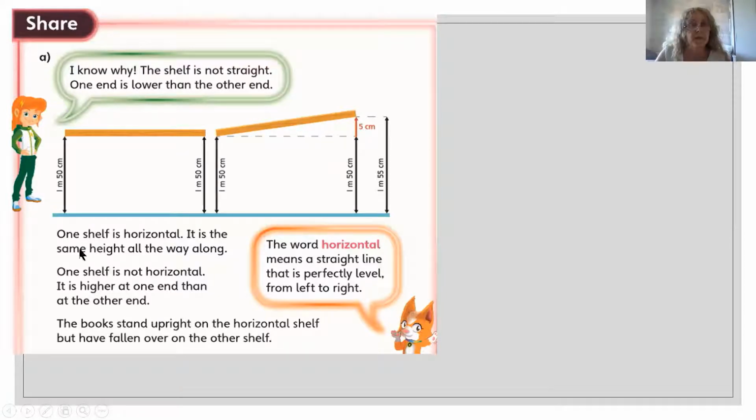So what could we do then? Let's have a look. One shelf is not horizontal, which we know is this one. It is higher at one end than the other end. The books stand up straight on the horizontal shelf, but have fallen over on the other shelf. So the word horizontal means in a straight line, so it would be perfectly level. And remember how many degrees that would be? 180. 180 degrees is a straight line. Yes, 180. That would be a perfect line.